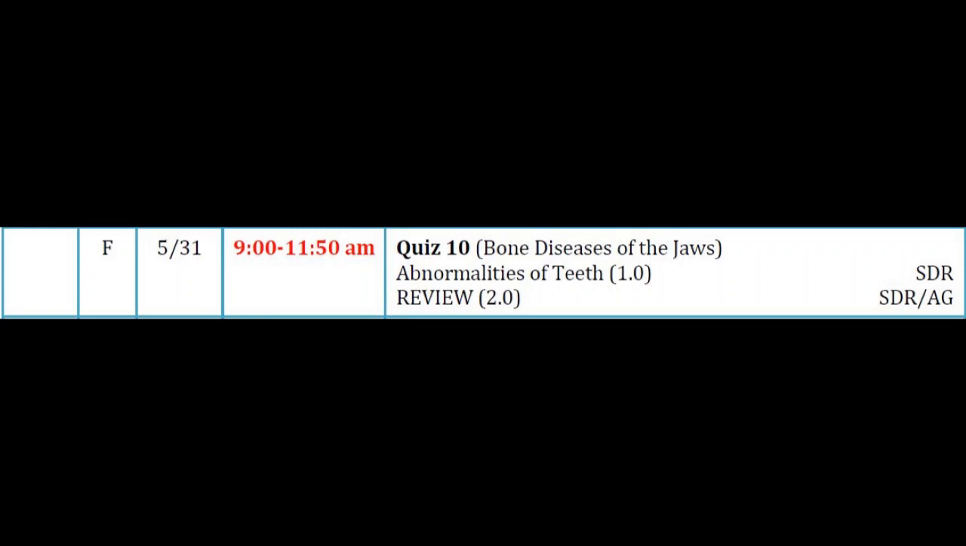Another common one to be missing is maxillary lateral incisors, and that is often bilateral. And the cuspids shift forward, and sometimes we do things to make them look more like lateral incisors. But those are the three most common teeth that are missing in the permanent dentition. There is one hereditary disorder that I want you to know the name of that is associated with multiple missing teeth. That's characteristic of the syndrome.